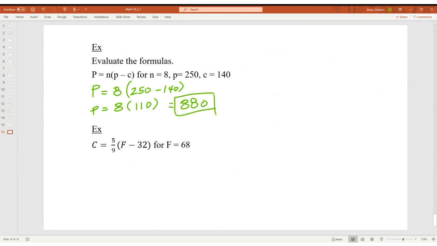That's how you evaluate expressions. All you have to do is plug in the numbers where the given parameters are. N is given, p is given, and C is given. You can find the capital P. Any question?